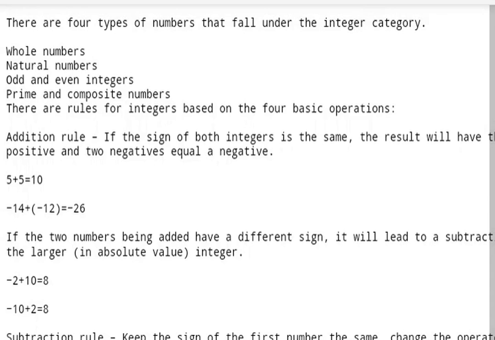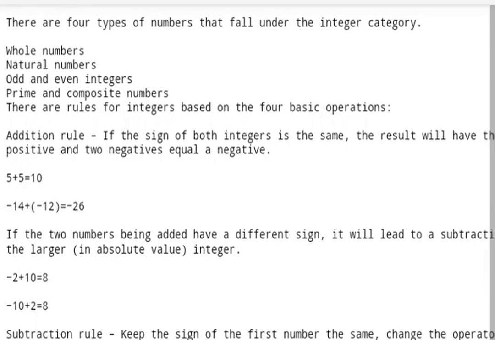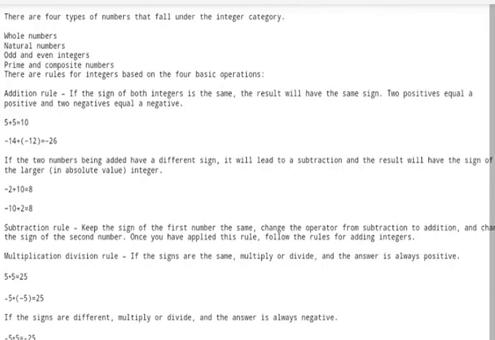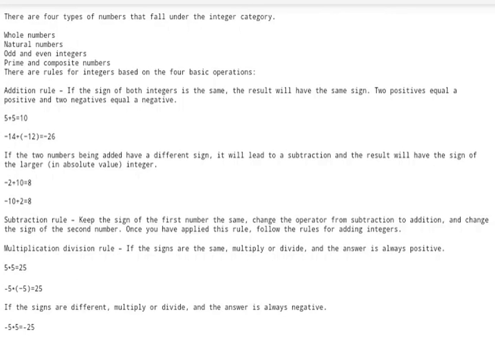Addition rule: if the sign of both integers is the same, the result will have the same sign. Two positives equal a positive, two negatives equal a negative. For example, 5 plus 5 equals 10, and minus 14 plus minus 12 equals minus 26.